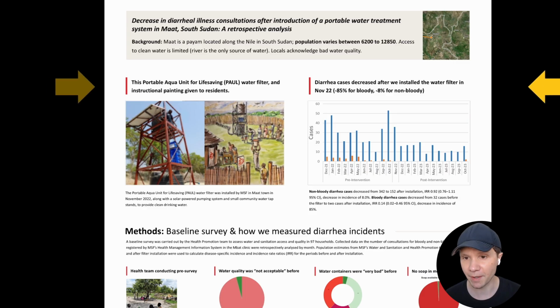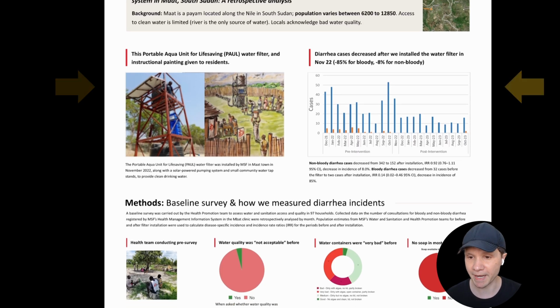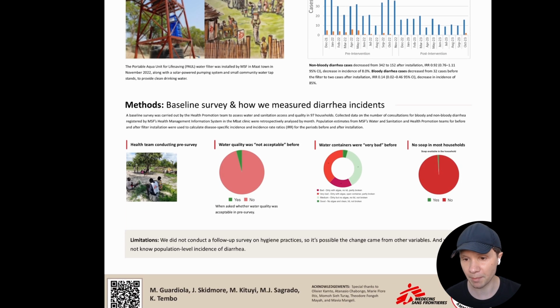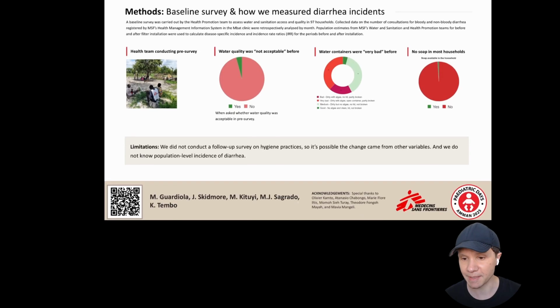And above each graph here, we have takeaways, like diarrhea cases decreased after we installed the water filter in November 2022, 85%. Just tell them what the graph shows. This is best practice in data visualization. We're able to make each of the graphs in the method section a little bit bigger, but still leave some room for captions. And then we have an anti-takeaway, a limitations section.